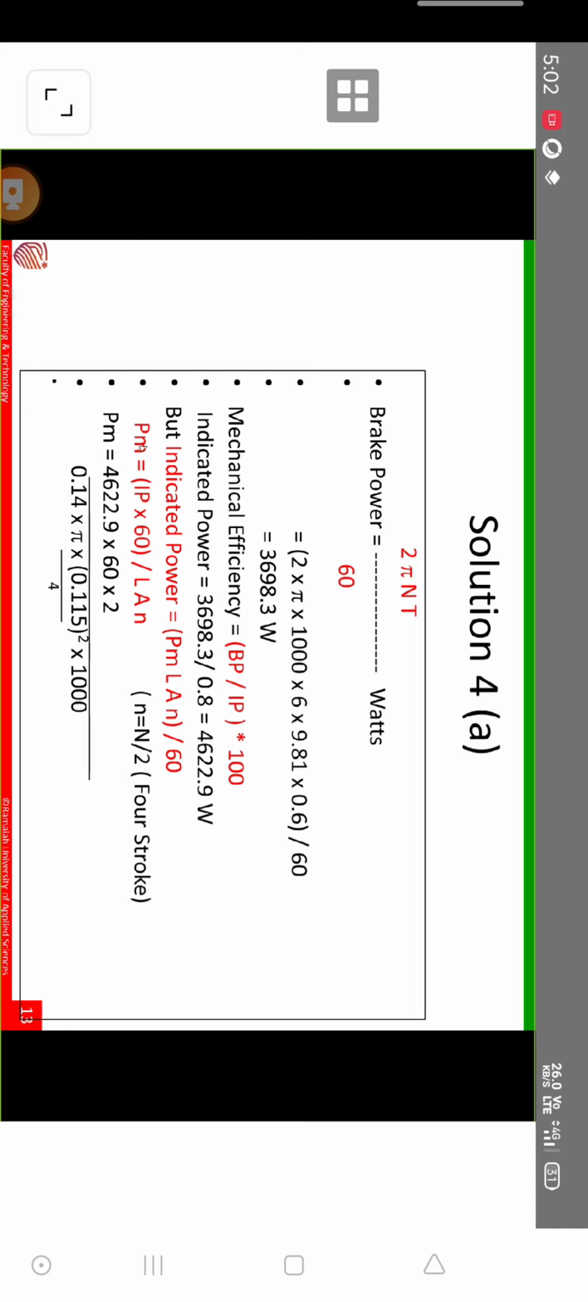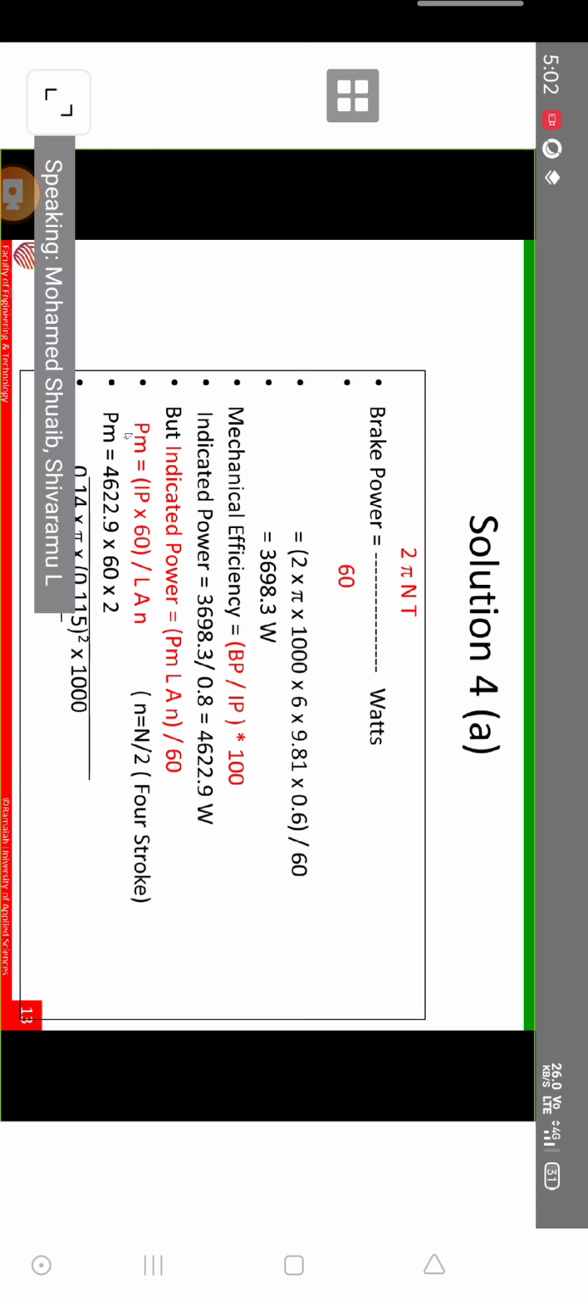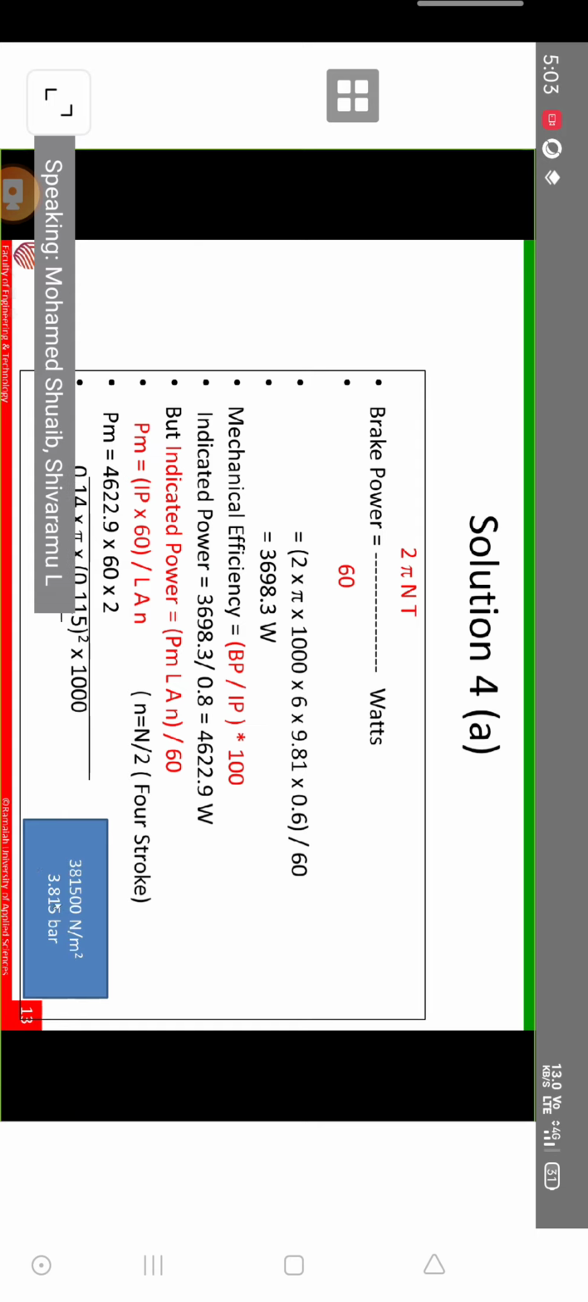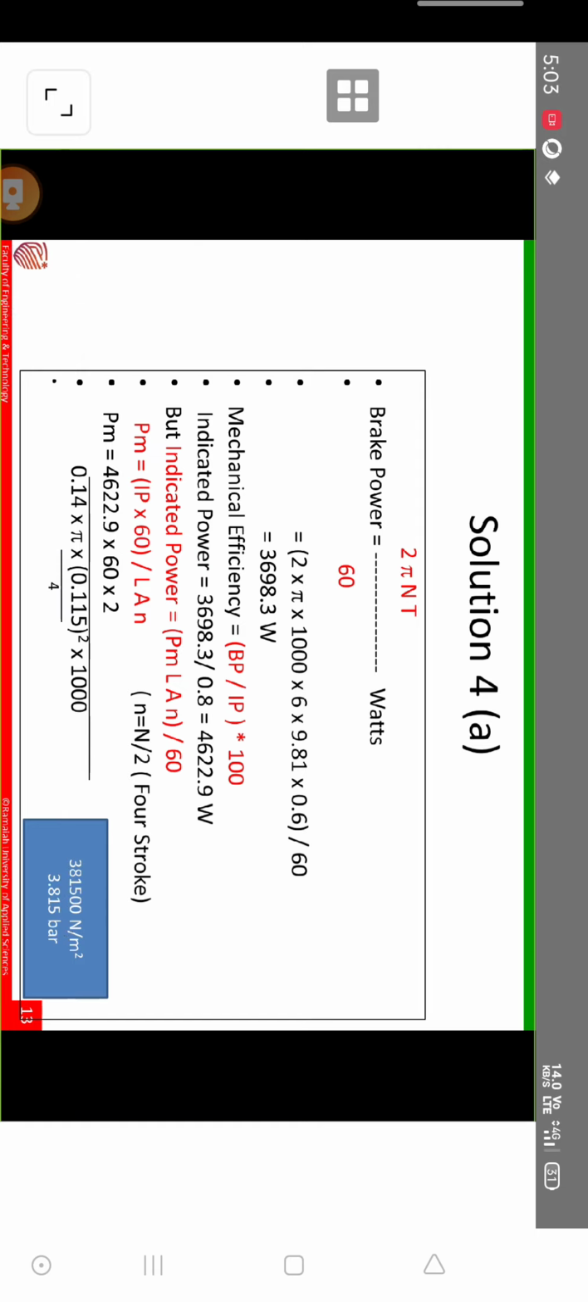So we don't know the value of PM, that is mean effective pressure. If you substitute all the values, you will get directly the value of PM. That is 3815 Newton per meter square. If you want to convert that into bar, divide by 10 raised to 5, then you will get that in bar. Or else, even if you keep the value like this, that is sufficient. Even in Newton per meter square, you will get full marks. No need to convert that into bar, because nowhere they have mentioned that it should be in bar.